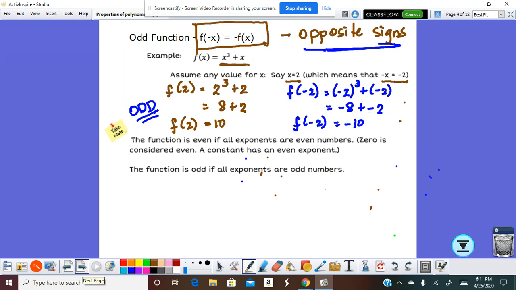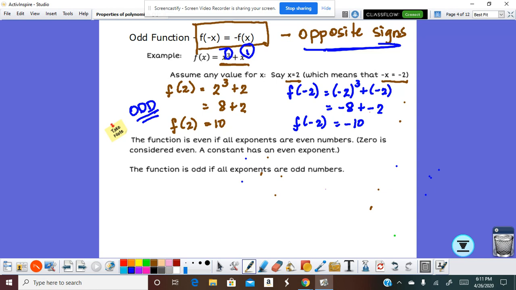For the second one, the exponents are 3, which is an odd number, and 1, that invisible 1, which is also an odd number. That means this function is an odd function.